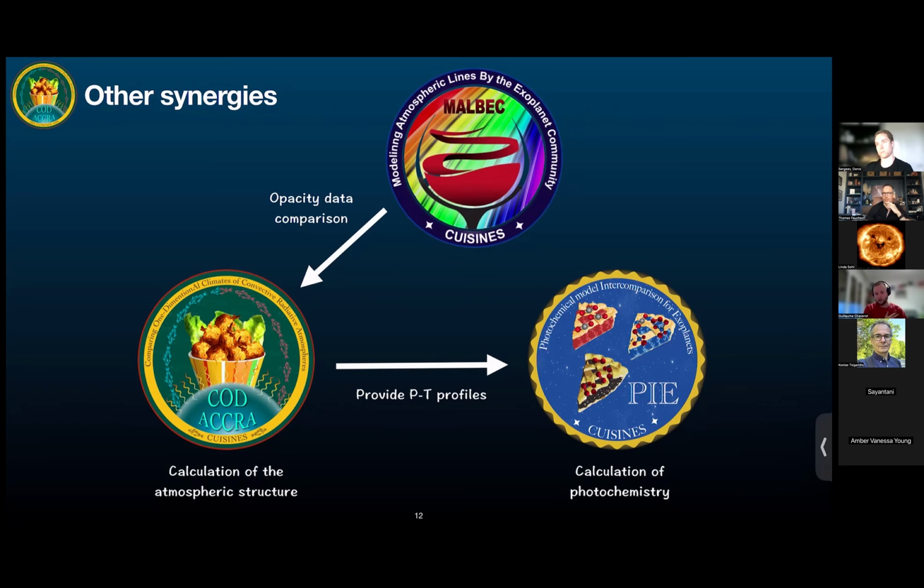Okay. Tomorrow, Geronimo is going to talk about Malbec. He's also going to say a few words about another intercomparison effort from Exopag, where they were really focusing on the opacity data at the beginning. It's for retrieval, but we realized you need the line list at the full resolution, and then after being done, maybe it's the same way here.